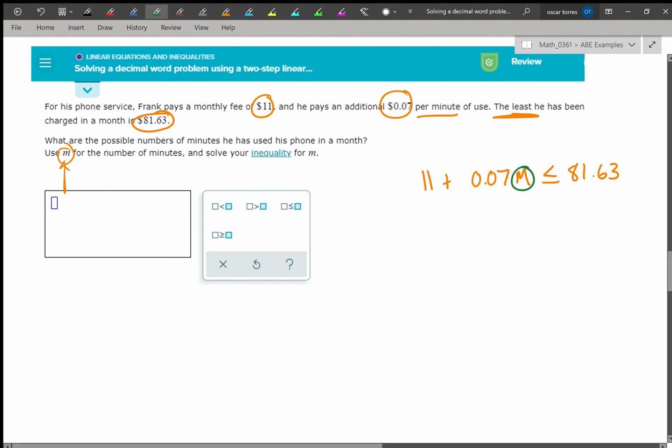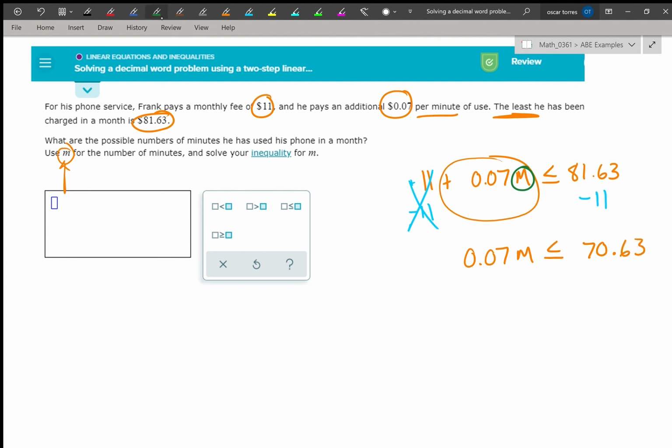Look at what's happening to m. M is being multiplied by the 0.07, but it's also being added to this 11. So the first thing we're going to do is get rid of this 11. How do you get rid of an 11? You could think of it as a positive 11. We're going to go ahead and subtract it by 11. What we do to one side, we do to the other. So on the other side of the inequality, I'm also going to put a minus 11. On the left-hand side, these 11s cancel out, and we're left with 0.07m. We still have a less than or equal to symbol. Now we need to subtract 81.63 by 11, and when we do that, we end up with 70.63.